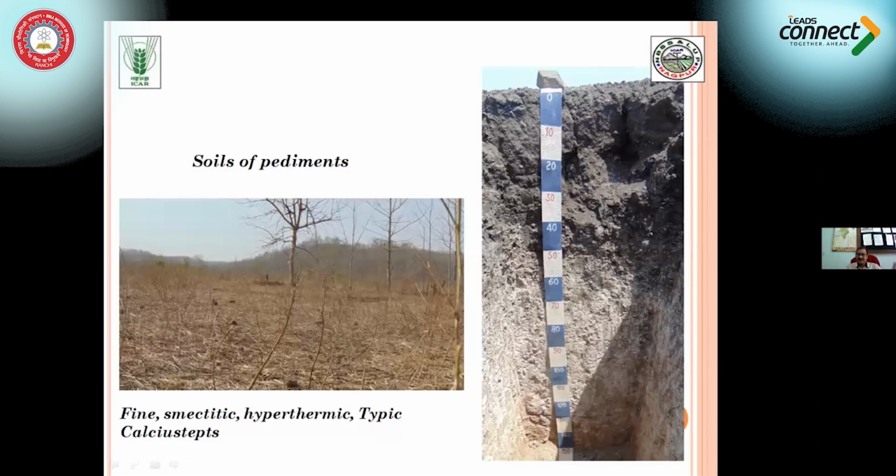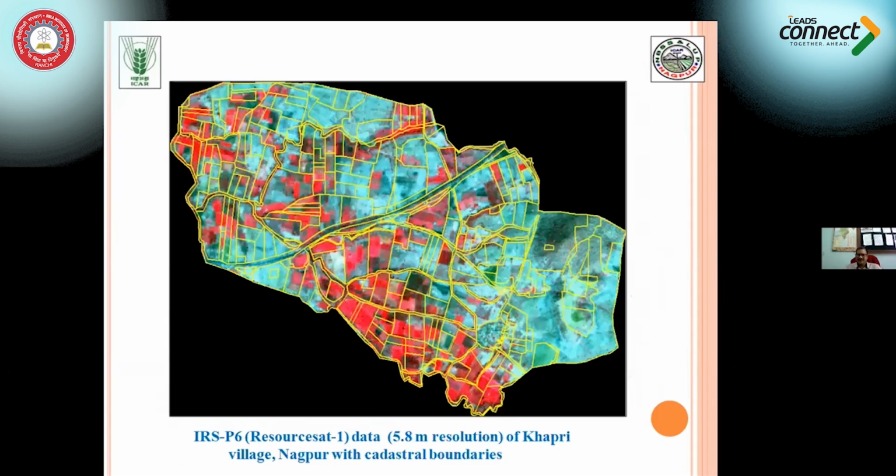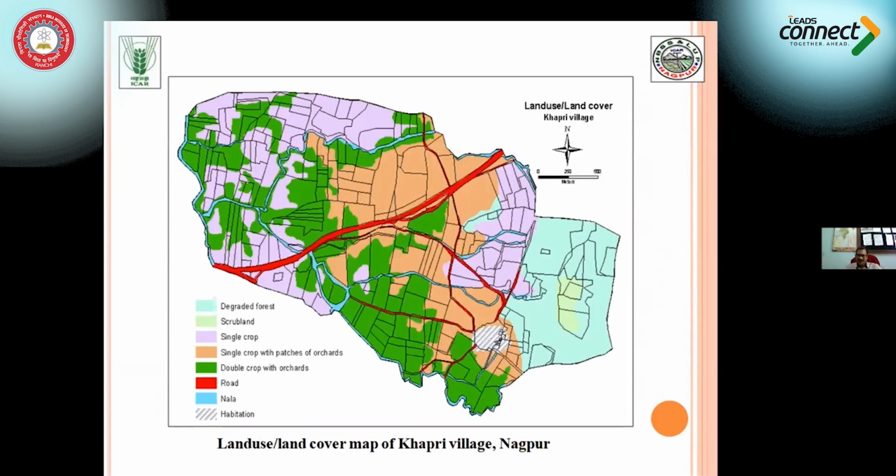Similarly, we have tried the application of space data at the village level. This is Khapri, one of the villages of Nagpur district. In this case, we have used LISS IV data, 5.8 meter resolution, again with integration of a Cartosat DEM. We have prepared the land use land cover, so you can see here.